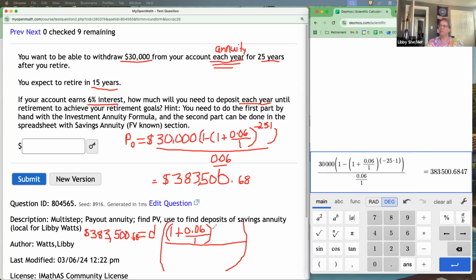Close parentheses. And now it's 15 years. We have 15 years to save up. So 15 times 1 minus 1 on top. And then 0.06 divided by 1 in the bottom. And we can put everything except D into Desmos. So I'm going to do that. I'll hit enter here.